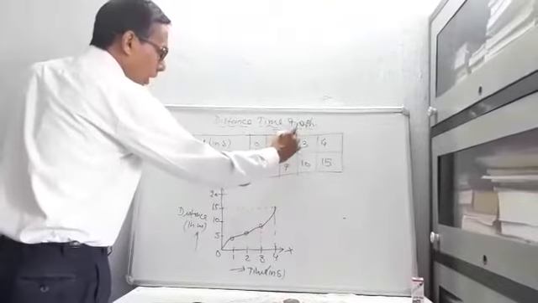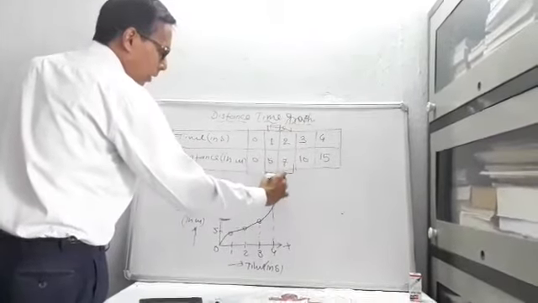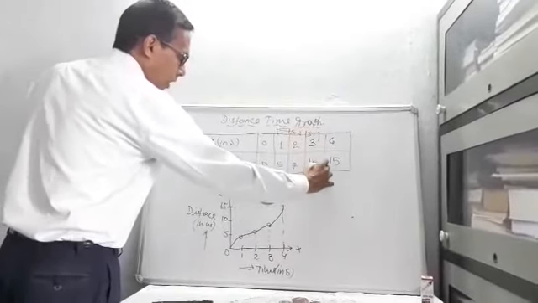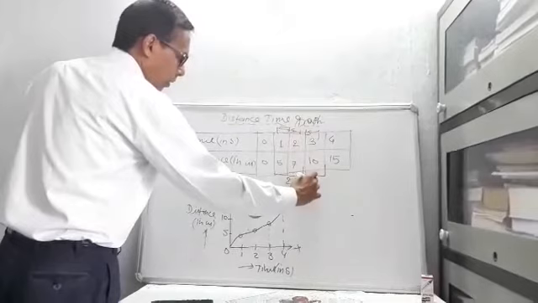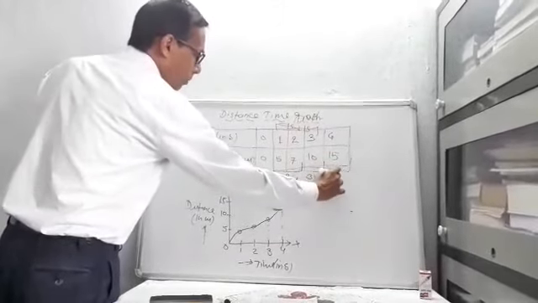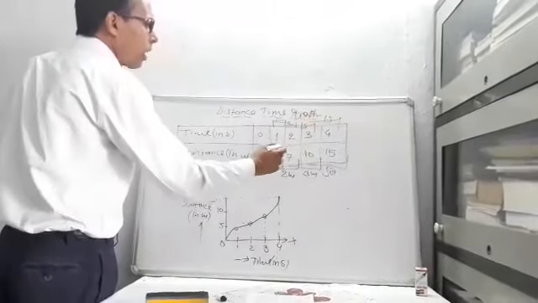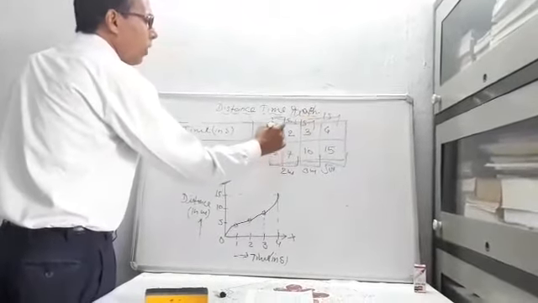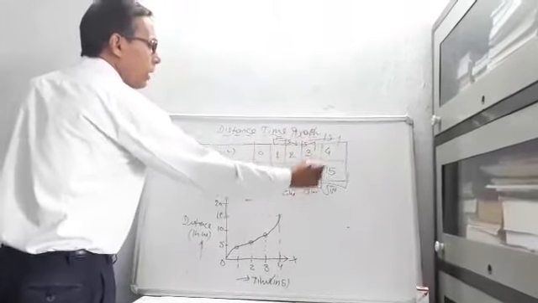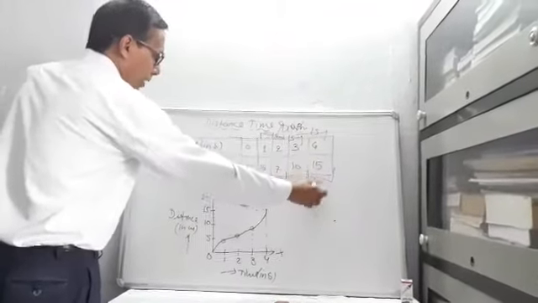Here 2 minus 1, 1 second; 7 minus 5, 2 meter. Here 3 minus 2, 1 second; 10 minus 7, 3 meter. 15 minus 10, 5 meter, and 4 minus 3, 1 second. So here the car travels in the first second 2 meter, at the end of the second second 3 meter, and at the end of the fourth second, that is 5 meter.